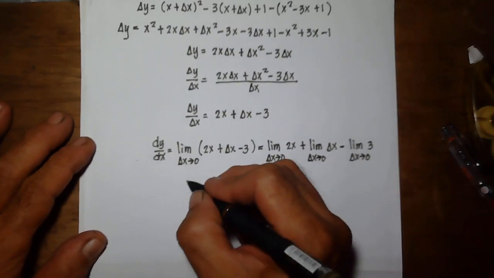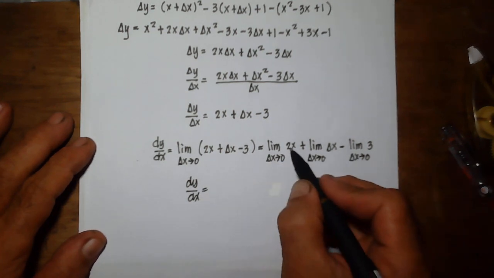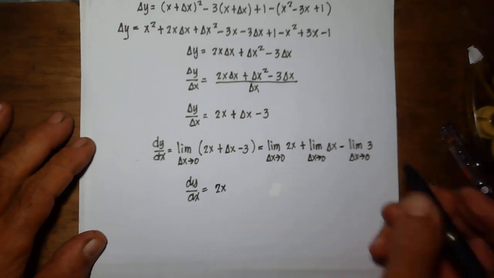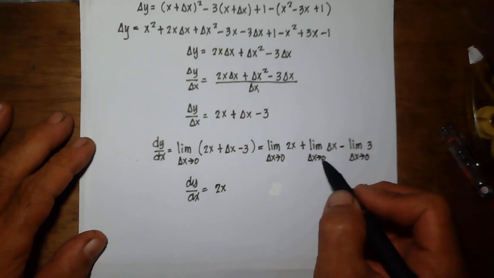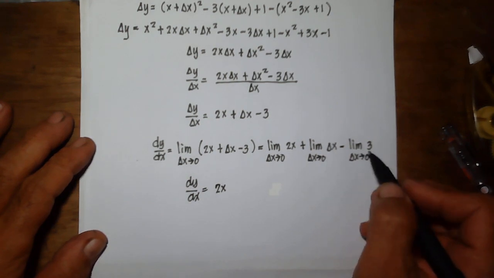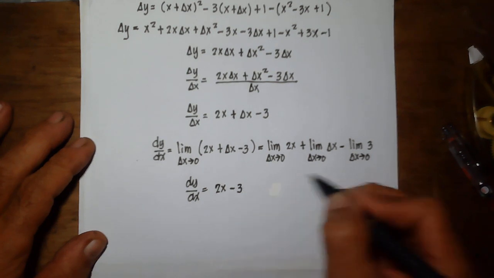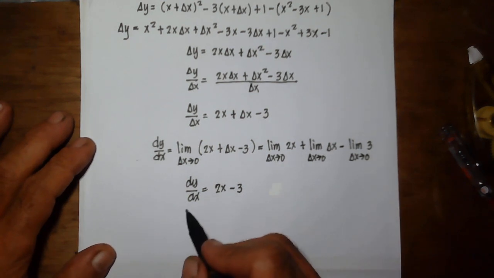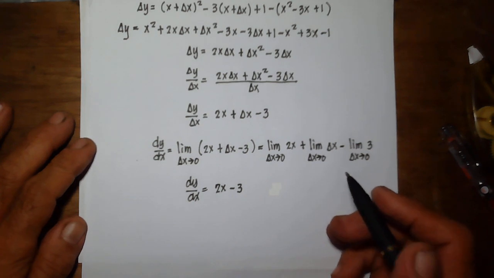So now we have the dy/dx as the limit of 2x as delta x approaches 0, and that is equal to 2x. The limit of delta x as delta x approaches 0 is equal to 0. The limit of 3 as delta x approaches 0 is equal to the constant 3. And here is the answer. dy/dx is equal to 2x minus 3.